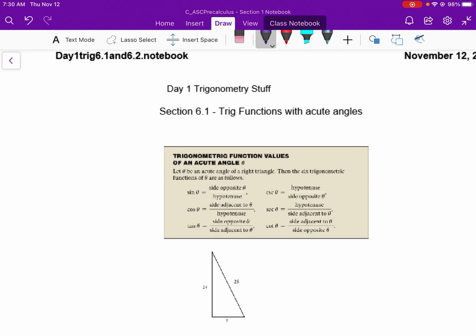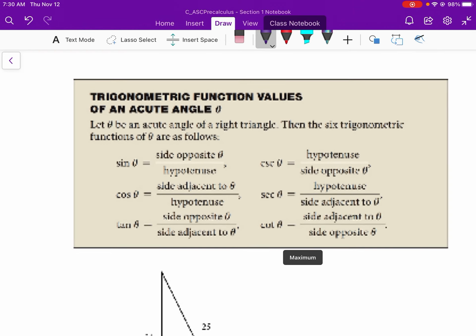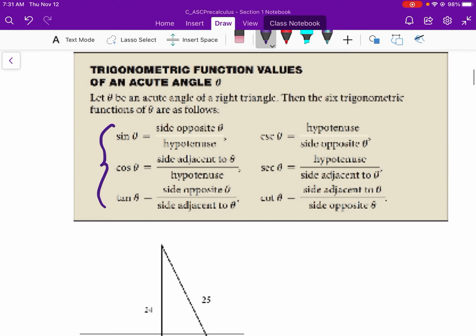Okay, pre-calc kids, this is all about trig. This is our first day of trig, remembering trig, and I cut and pasted this from your textbook, but it doesn't look like you can read it very well. But you do need to know all 6 of the functions, and these 3 you probably know pretty well: sine, cosine, and tangent.